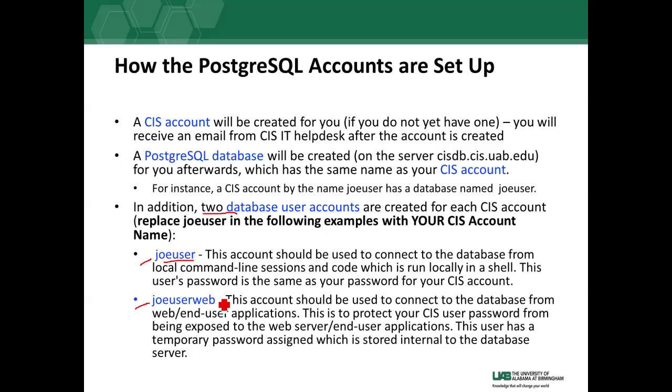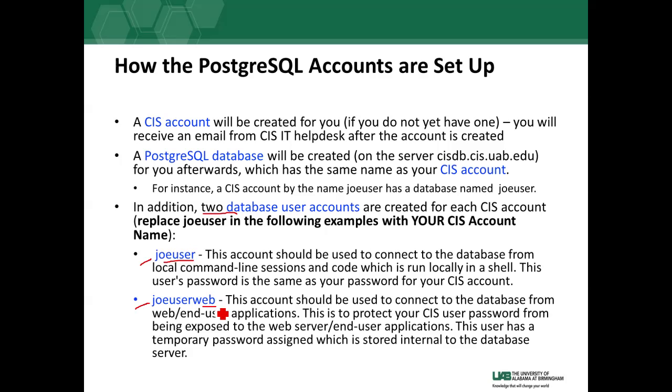For the Joeuser_web account, this should be used to connect to the database from a web or end user application. This is to protect your CIS user password from being exposed to the server/end user applications. And this user has a temporary password assigned, which is stored internal to the database server.